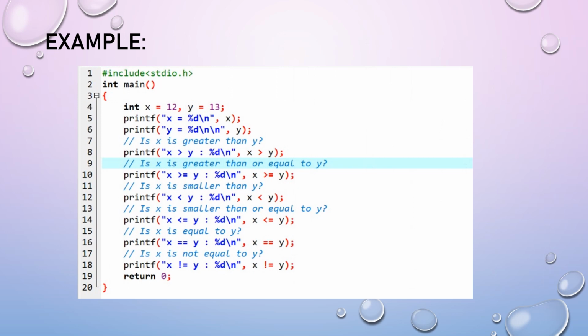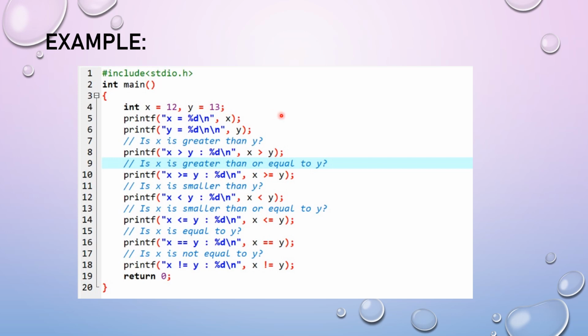We have studied the relational operators. Now we'll see how they work in a program. Okay, so this is the code. It has the header file and the main function, and in the main function we have declared two variables, x equals to 12 and y equals to 13.